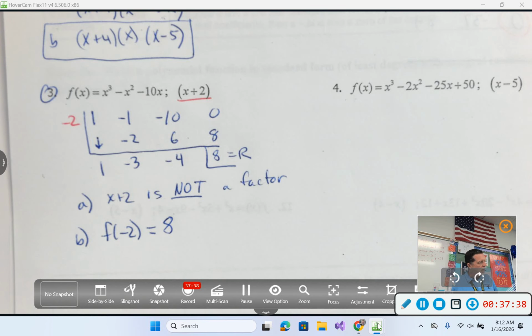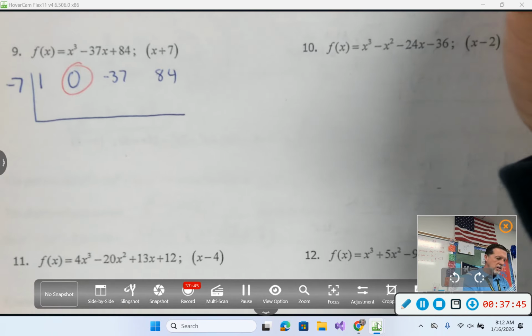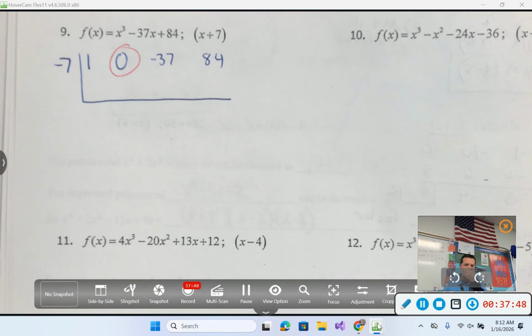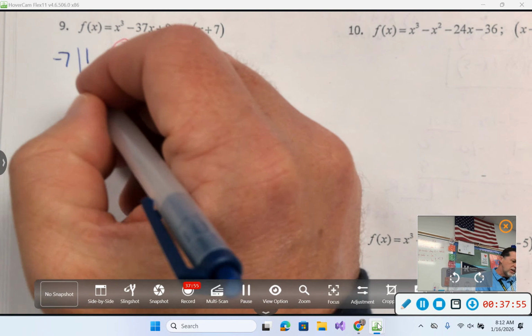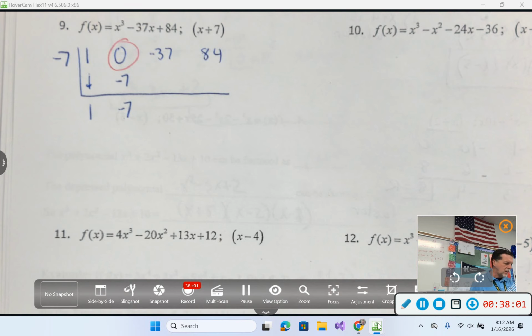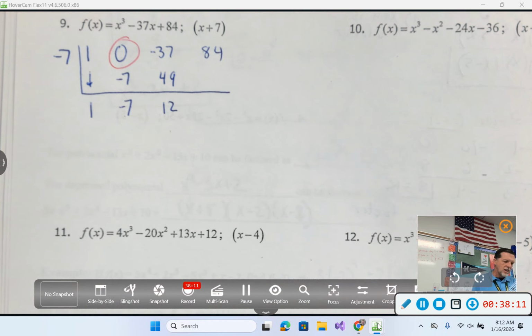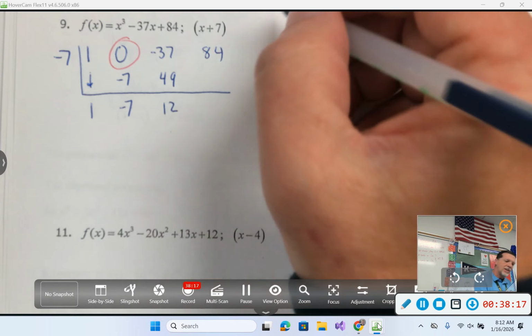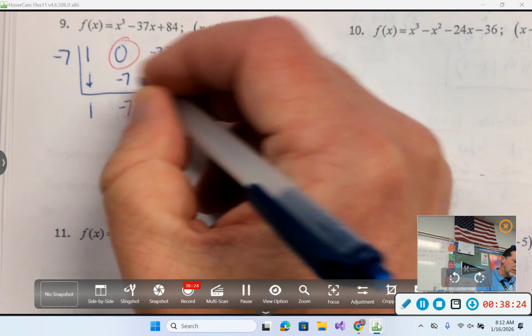Do we want to jump over and do number 9 since it had the missing term and just like bigger numbers and see what happens on that one? Seven goes into 84. I don't know if that's going to matter to us or not. Bring down the 1. Multiply. Add. Multiply. Got to know your multiplication tables here. Add. Multiply. 12 times 7. In theory, you should know that. If you don't, you come out to this side and you figure it out. That's 84. In fact, it's -84.